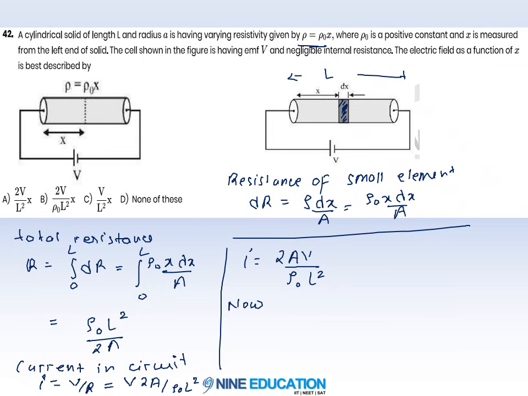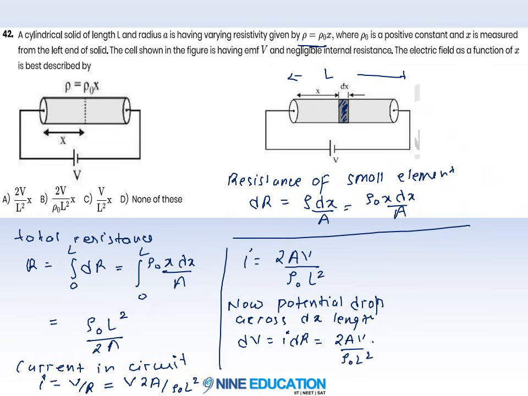Now the potential drop across dx length: dV is equal to I dR. So put the values, 2AV upon rho naught L square, and what is dR? We know from this equation dR is rho naught x dx by A. A cancels, rho naught cancels, so dV we are getting is 2V x dx upon L square.